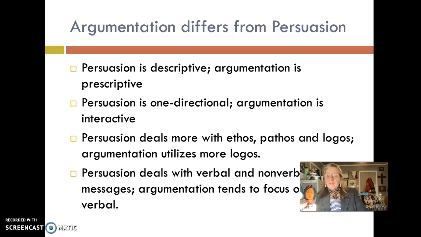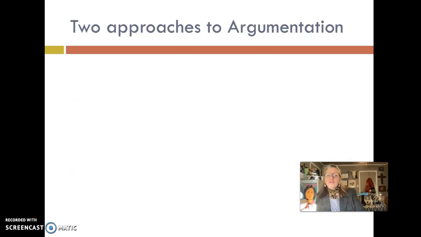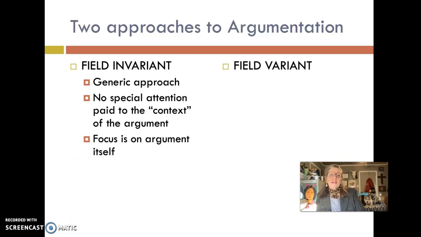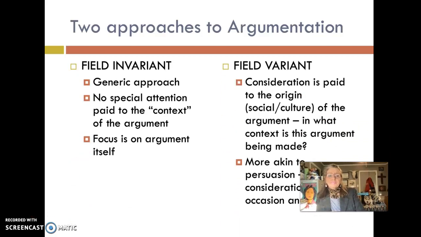Okay, where are we at right now? Let's look at this. Okay, let's look at the two approaches to argumentation, and then we're going to stop here and we'll move on to the next thing in the next video. So there's two approaches to argumentation, what we call field invariant and field variant.